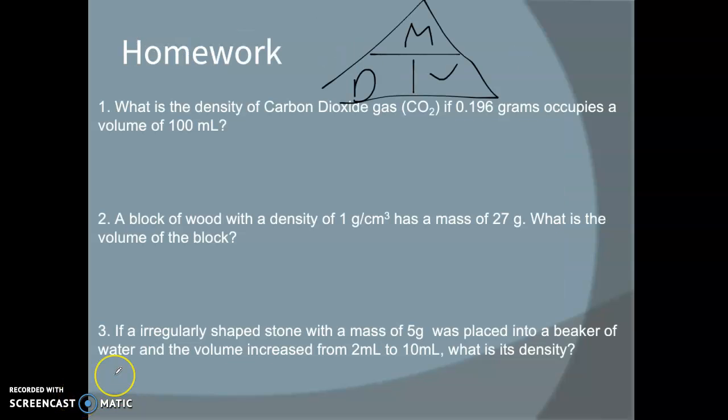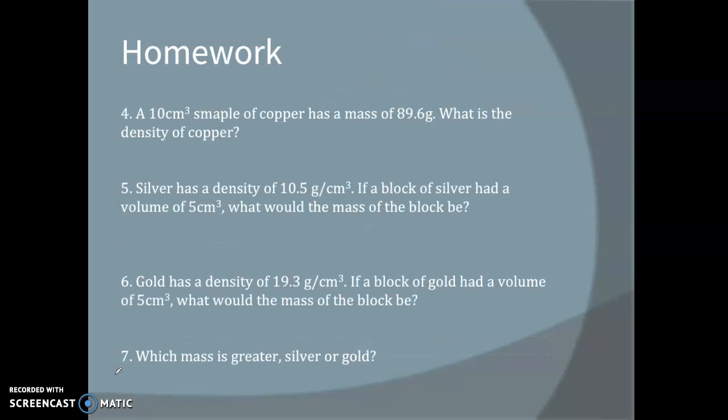Let's do number 1. I'm going to skip and do a random one. Let's do number 5. Okay, so we have our density triangle. I have density, I have mass, I have volume. It says silver has a density of 10.5, so that's letter D. A block of silver has a volume of 5 cubic centimeters. What's the mass? So I cover up mass, and D and V are next to each other.